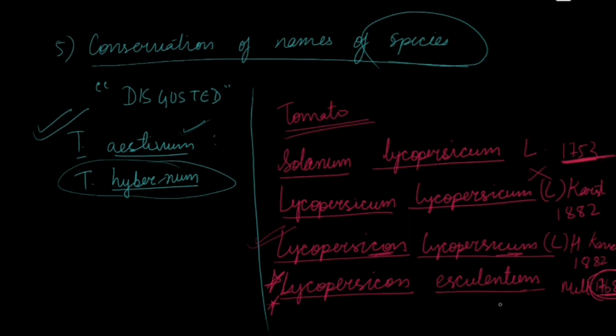Because of the popularity of the name, Lycopersicon esculentum is favored for the name of tomato. So like this, Triticum aestivum and Lycopersicon esculentum, these two names, along with so many other species, have been conserved even though they do not follow the principle of priority.